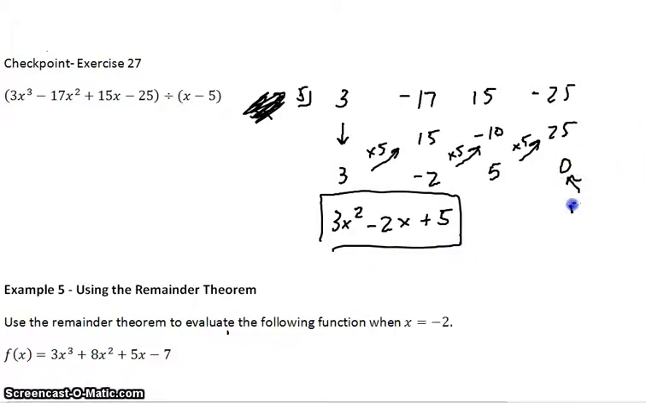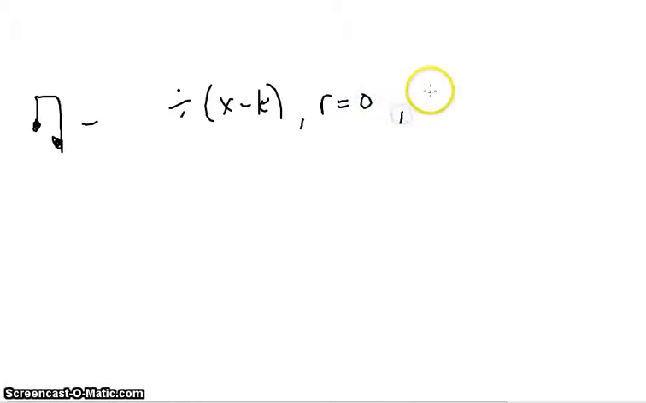So this is always your remainder. And you can tell now, since there's no remainder, that it divides evenly into this. So because it divides evenly, this means that this is a factor. Because it divides evenly, it's called a factor. And there's a couple of things that you need to know about synthetic division. The first one is that if you divide by some value and you get a remainder of 0, then this is a factor.